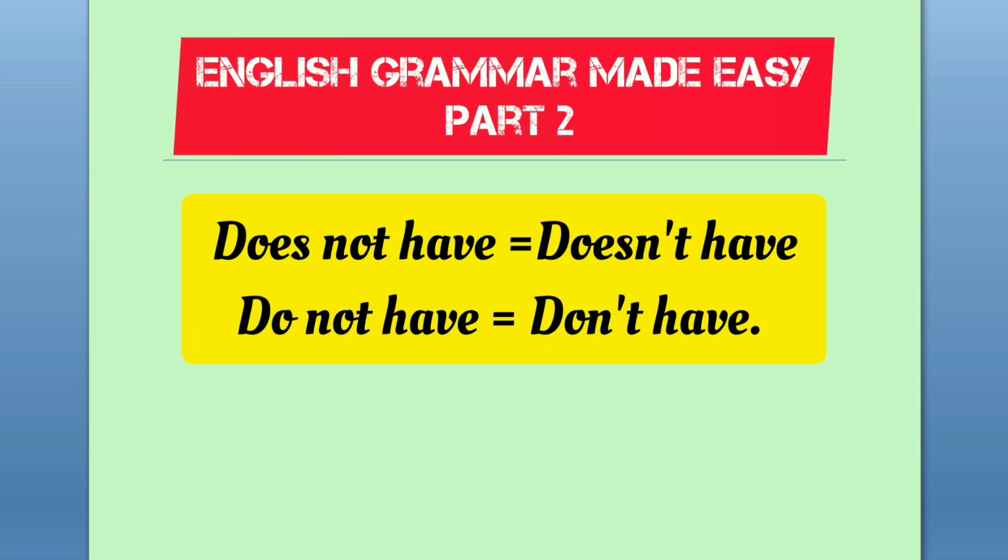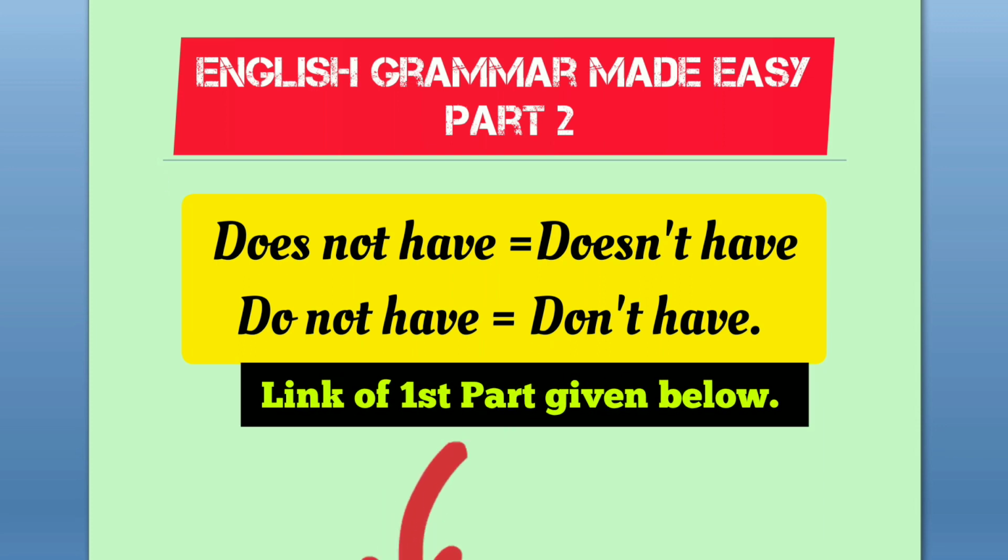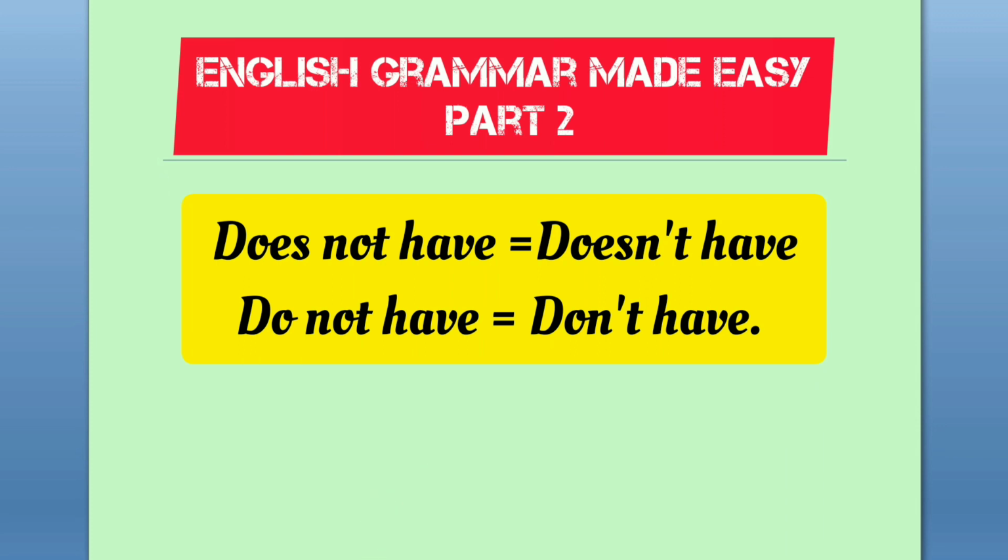And it is my earnest request to all the viewers, especially the new viewers, to go through the first part if you haven't gone through the previous part, where I have discussed where you can use have and where you can use has. Okay, these are two auxiliary verbs, and today we are going to learn where you can use doesn't have and where you can use don't have, right?